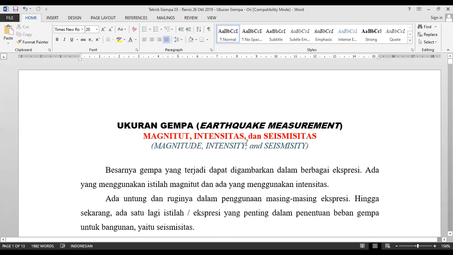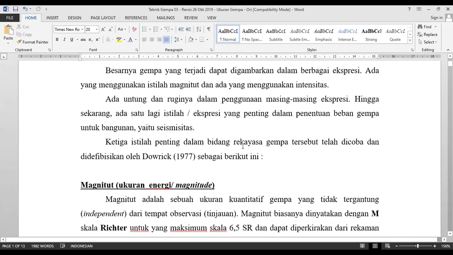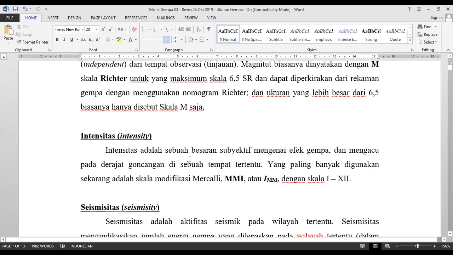The magnitude, intensity, and seismicity. How about the intensity? Intensity is subjective. This is a subjective measurement of the earthquake's effects, using the approximate level of shaking in a place.